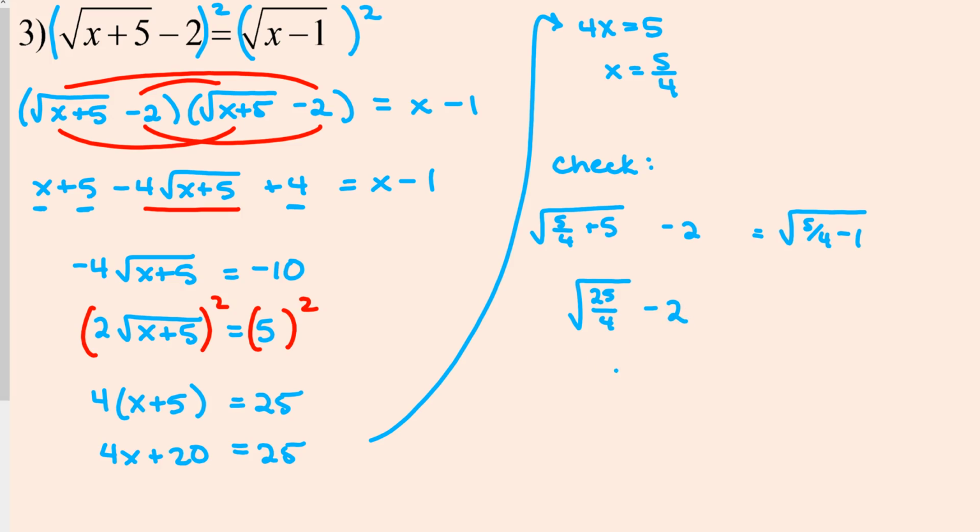And the square root of 25/4 is 5/2. 5/2 minus 2 is 1/2. And then on the other side, 5/4 minus 1 is 1/4, and the square root of 1/4 is 1/2. So we don't need to eliminate our answer. It's not extraneous.